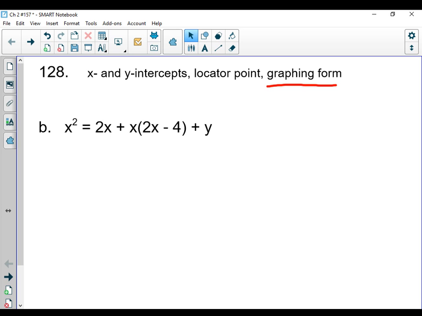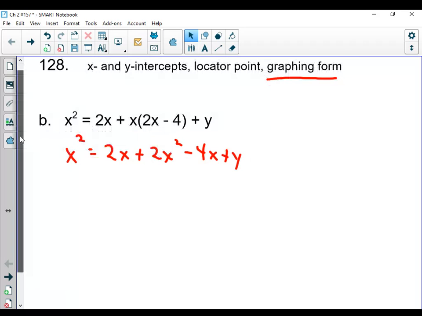require a few things. One of them, though, would be getting rid of all the parentheses. So I'm going to go ahead and multiply this out. That way we've eliminated the parentheses. Secondly, I want to try to get it in a y equals form. Try to get y by itself.